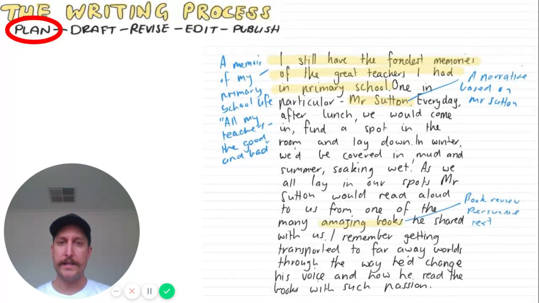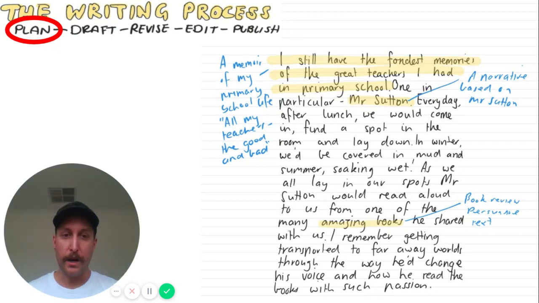Let's have a look at an example of an entry that I went through and mined and got some ideas for. So this was an entry that I wrote based on some important people and things in my life. And I was able to find an idea in my very first sentence. So my very first sentence, I thought that maybe I could write a memoir about my primary school life because I've got great memories of the teachers that I had in primary school. So I thought maybe I could write a memoir or a biography about all of my teachers, the good and the bad. I've actually already come up with a potential title for that text.